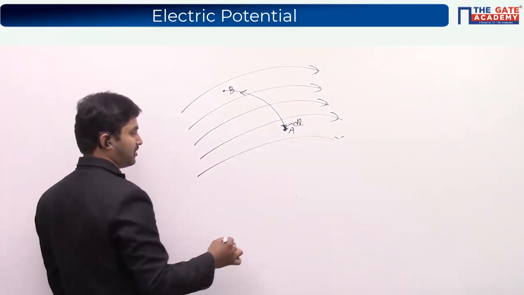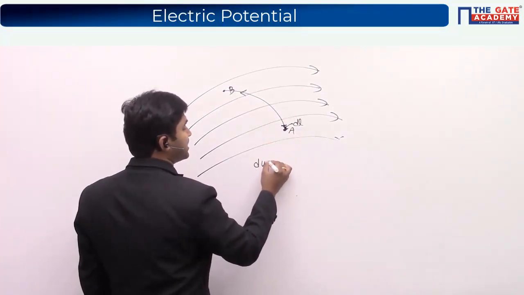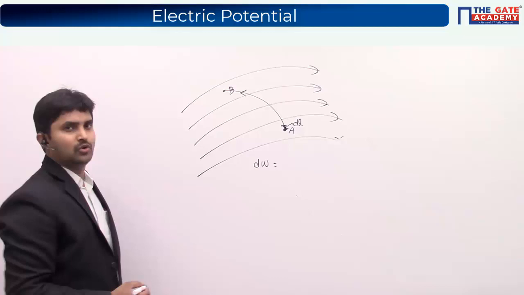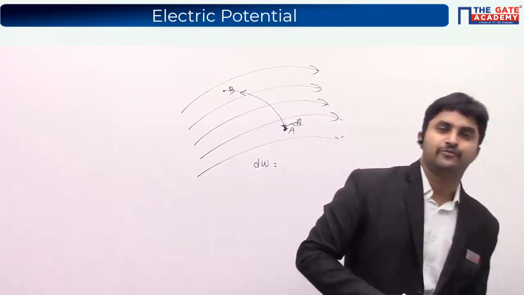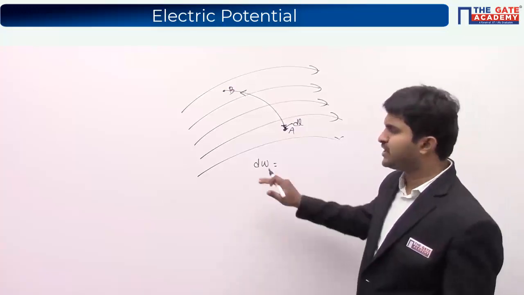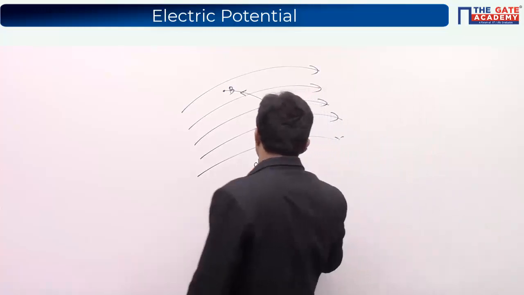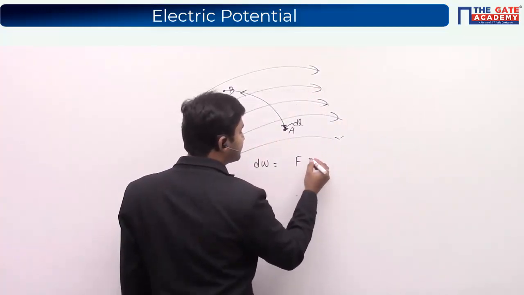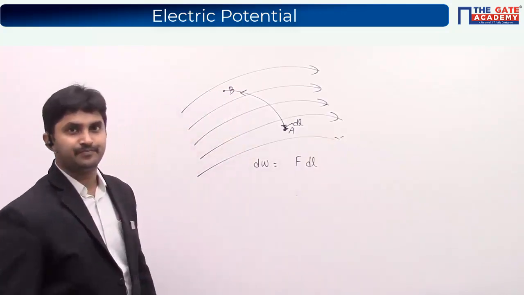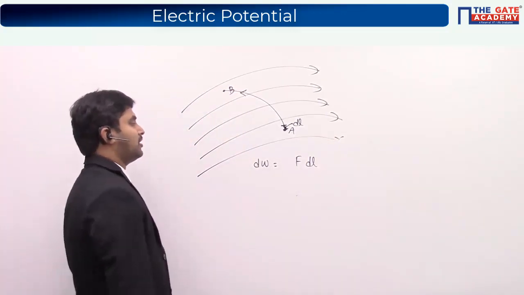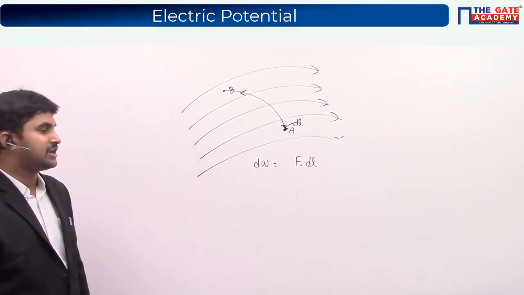Now, the differential work done here, can you please tell me what is it? We know the work done is given by force multiplied by some displacement, right? So here also, when I am talking about the differential work done, I can write it as the force multiplied by the displacement, the differential length. Yes, of course. F dot dl, perfectly correct.